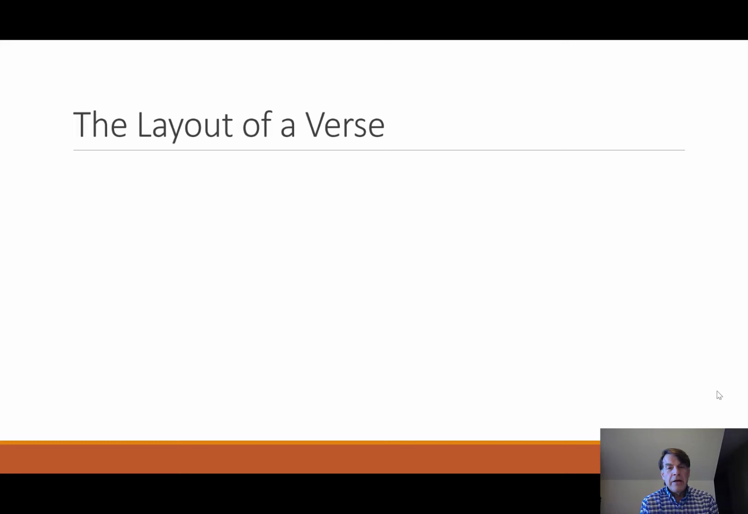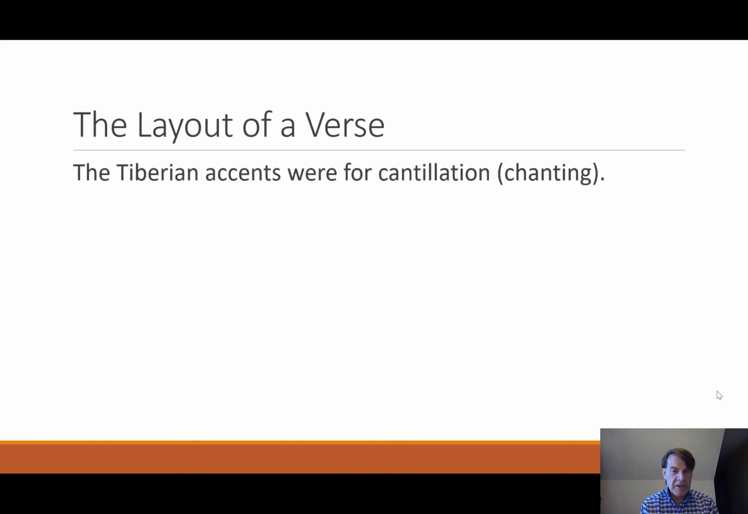Okay, so accents help you know kind of the layout of a verse. There are two kinds of accents. There are the conjunctive and disjunctive. Seems like there are a whole lot more disjunctive than there are conjunctive. But like, for example, and again there are several systems. The Tiberian ones are the ones that are printed in the modern Hebrew Bibles. And these were used for chanting.